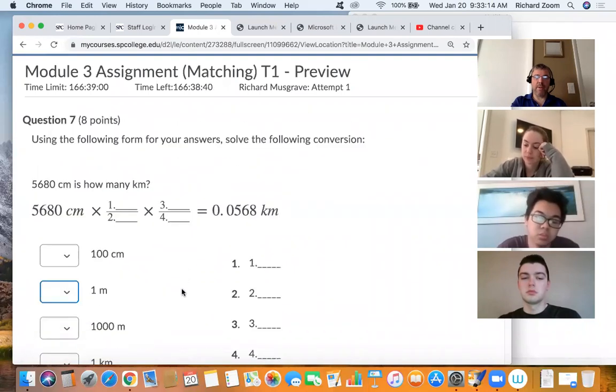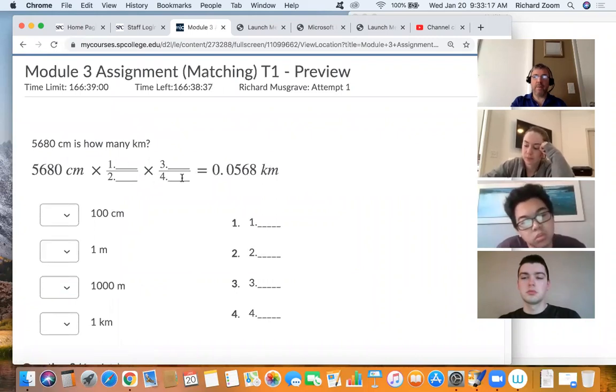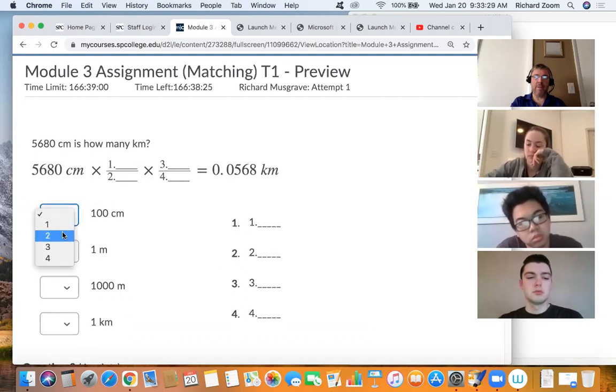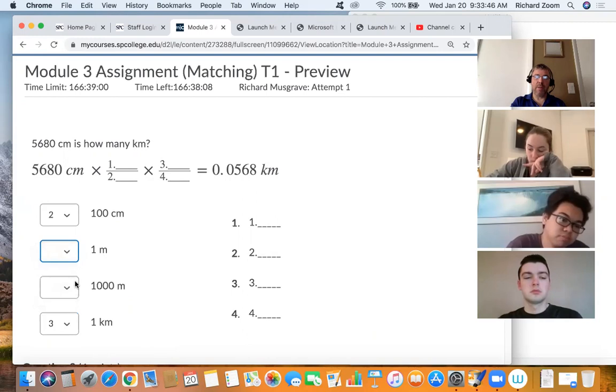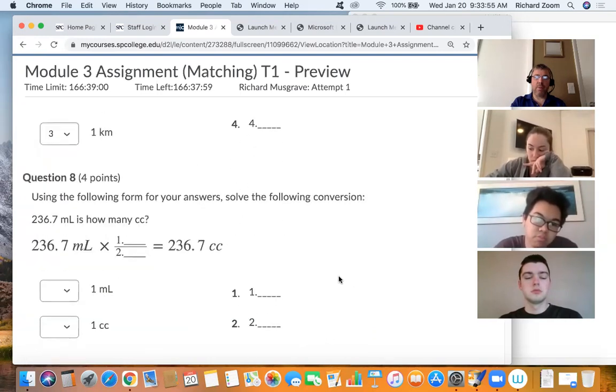When you get to something that's got 2 steps in it, like this one, then you use the other things that we've talked about with dimensional analysis. So we know that the number 2 here will be the 100 centimeters, so centimeters cancel. We know that number 3 will be kilometers, because that's what we need at the end. Then we just had to figure out what 1 and 4 are, and we're looking for something that relates to those. They're both going to be meters, but 1 meter is 100 centimeters, so we know that's number 1. And number 4 would be 1,000 meters, because that's 1 kilometer. And that's all you would do.